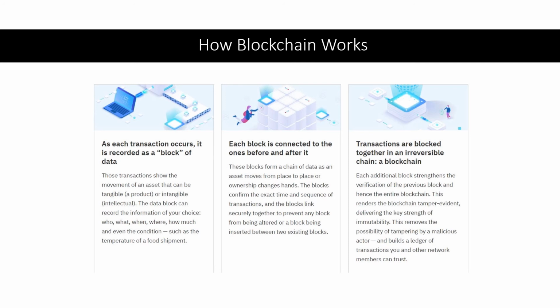Each additional block strengthens the verification of the previous block and hence the entire blockchain. This renders the blockchain tamper evident, delivering the key strength of immutability. This removes the possibility of tampering by a malicious actor and builds a ledger of transactions you and other network members can trust.